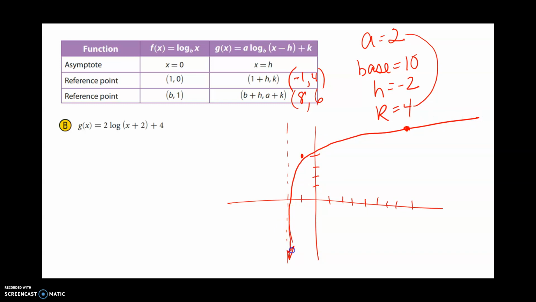Remember, down here, as we get really, really close to this asymptote, this log function is approaching negative infinity, isn't it? As the x value gets really close to that vertical asymptote. As x gets really large this way, it's approaching positive infinity. Okay.